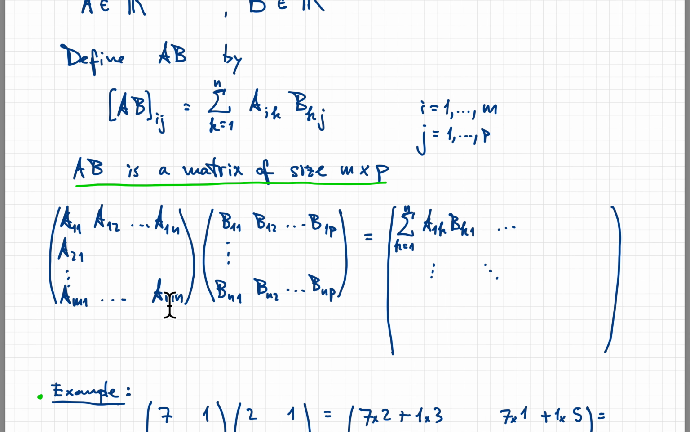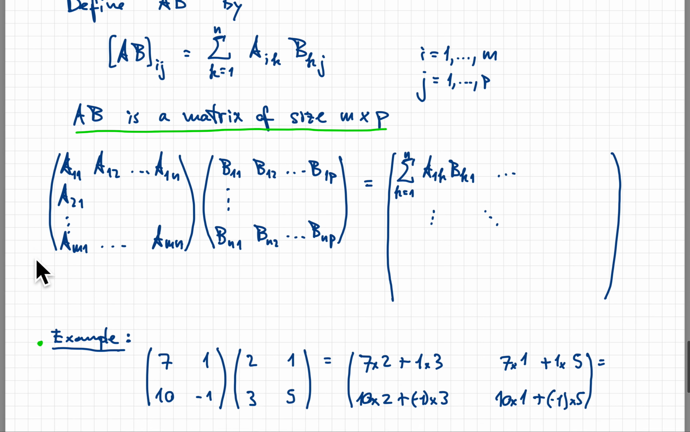So it's basically a collection of matrix vector multiplications, where you take this big matrix and multiply it by this vector, and that goes in the first column. And you take the big matrix and multiply it by the next column vector, and that goes in the next column, and so on and so forth. So you do that p times, and then you get a resulting matrix of size m by p. It can be a little bit tedious, so let's look at an example.